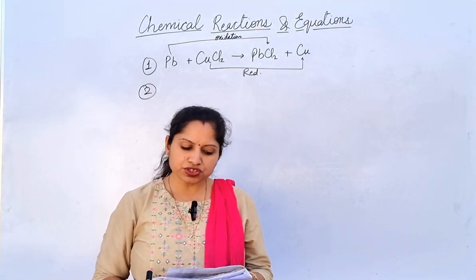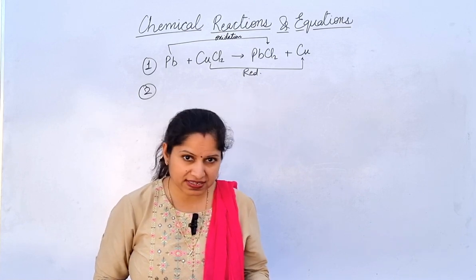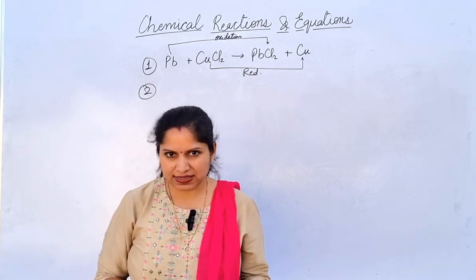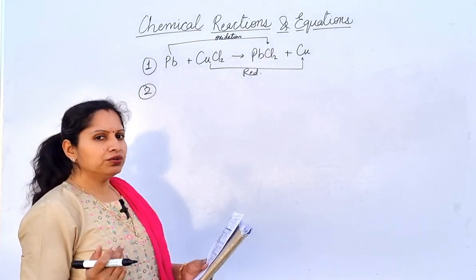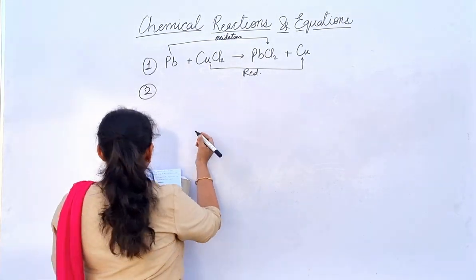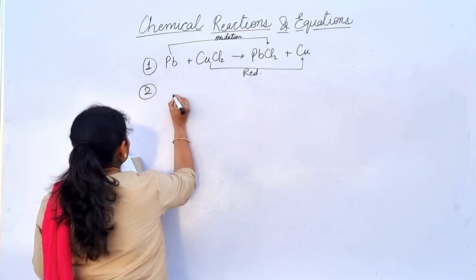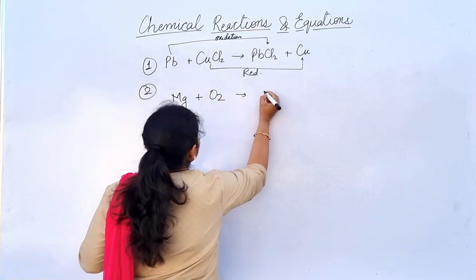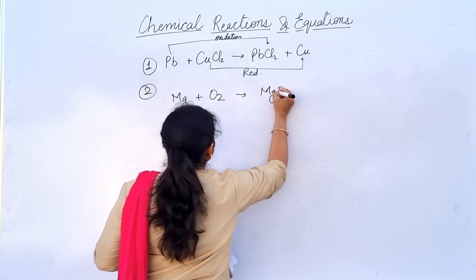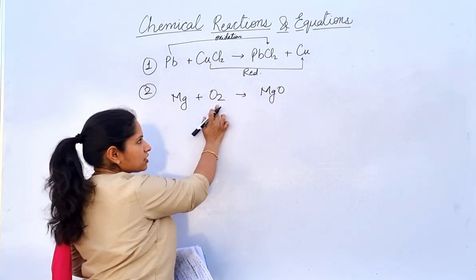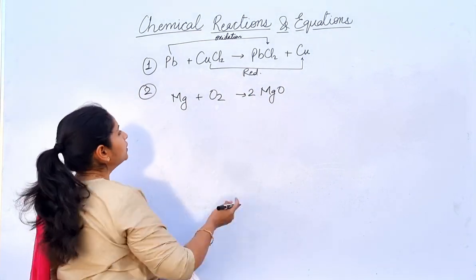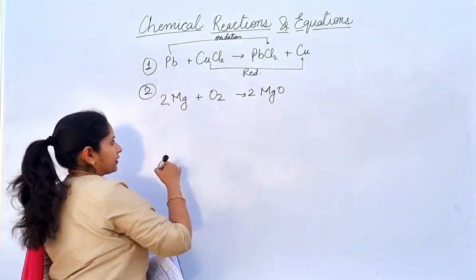Magnesium combines with oxygen to form magnesium oxide. You have to tell which type of reaction it is and also balance the equation. Okay, pause the video, do it by yourself. I'll be doing it on the board, then you can check. So magnesium combines with oxygen to form magnesium oxide. Here two oxygen atoms are there, so there also we need to multiply by 2 ताकि उधर भी 2 हो जाए. Here we have 2 magnesium.